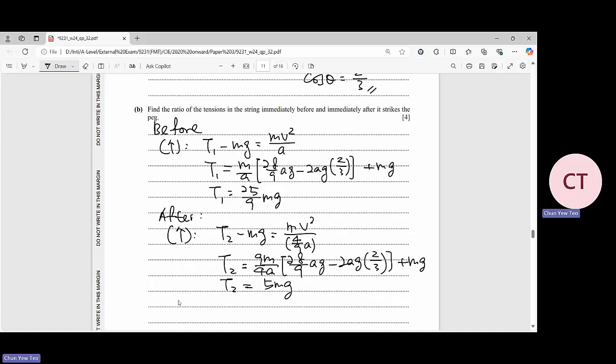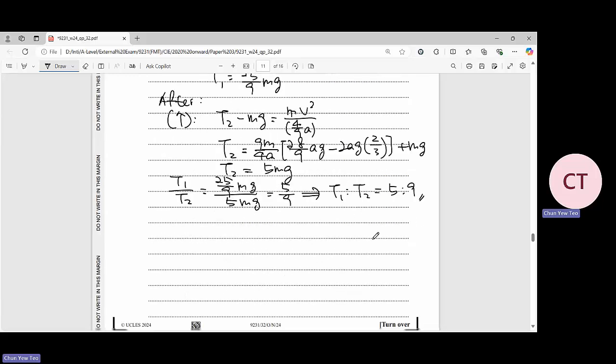So the ratio they want is between before and after. So it will be T1 divided by T2, 25 over 9 mg divided by 5 mg. Then you will get 5 over 9. Therefore, the ratio of T1 before to T2 after is 5 to 9. Done. That will be the answer for question number 6.